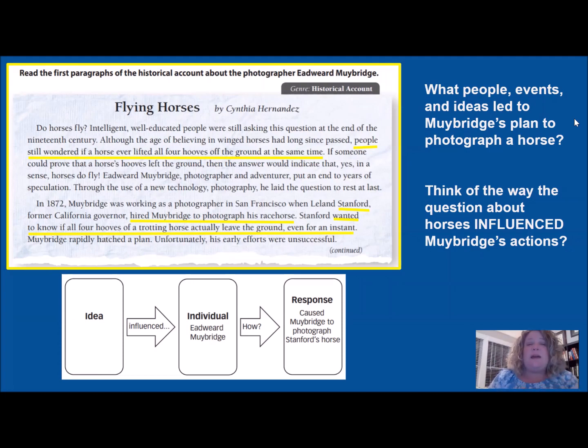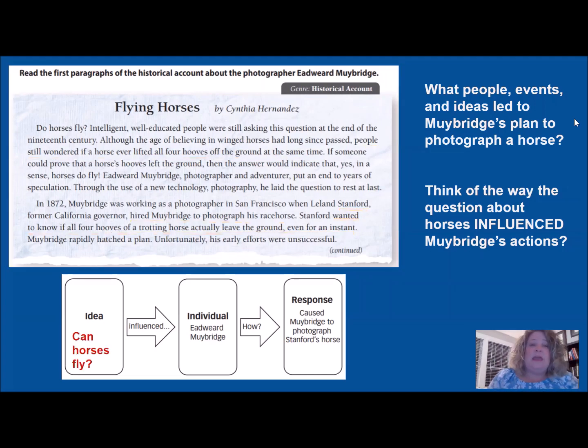So when I go back and I look, I underlined, people still wondered if a horse ever lifted all four hooves off the ground at the same time. Stanford hired Muybridge to photograph his racehorse. He wanted to know if all four hooves of a trotting horse actually leave the ground even for an instant. So I'm seeing some commonalities, and the idea that I'm seeing is, can horses fly? Do their hooves ever leave the ground?